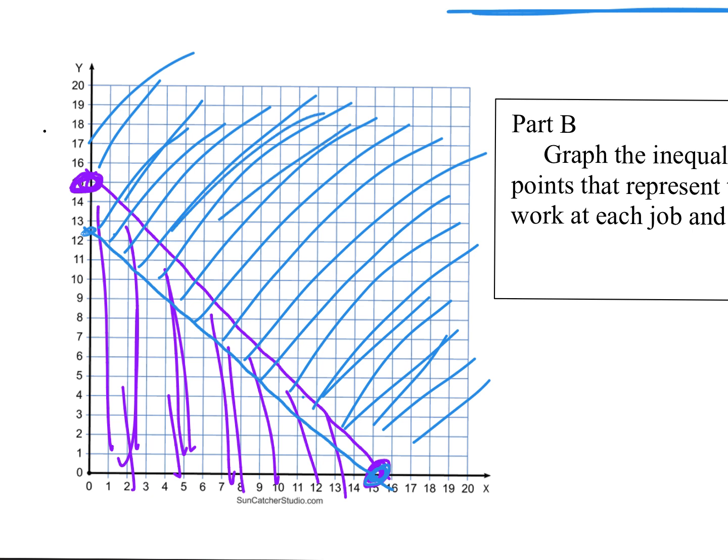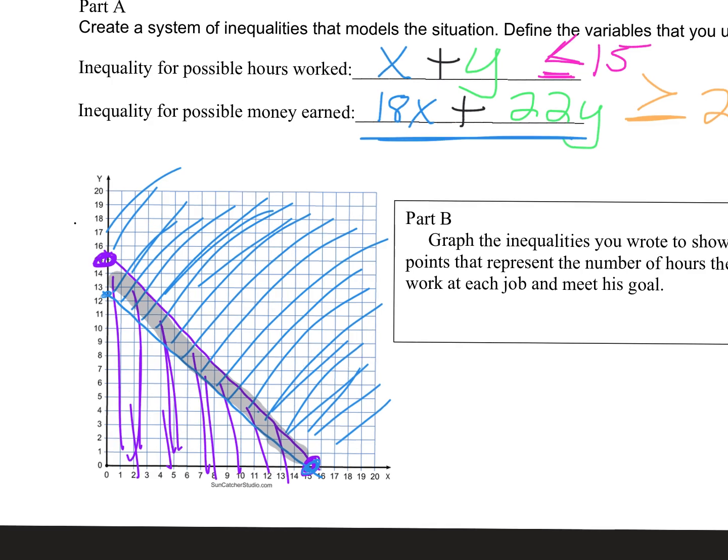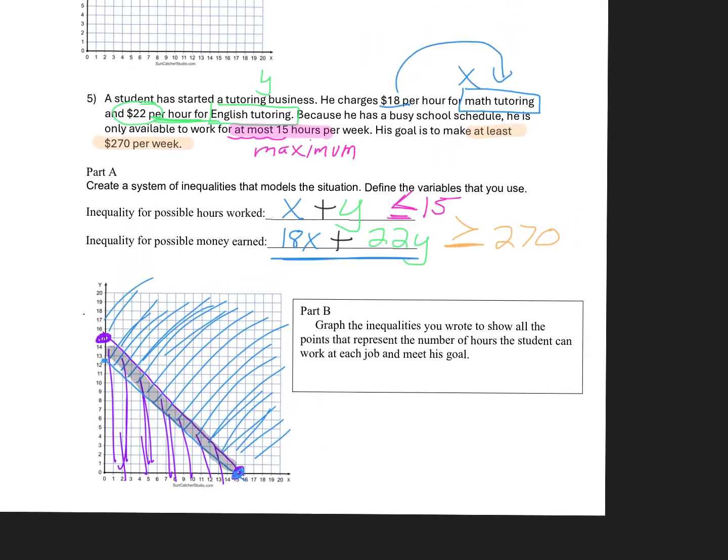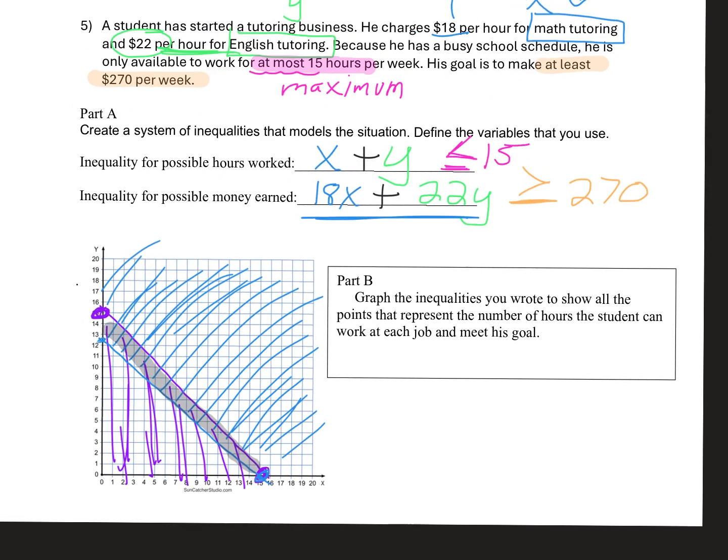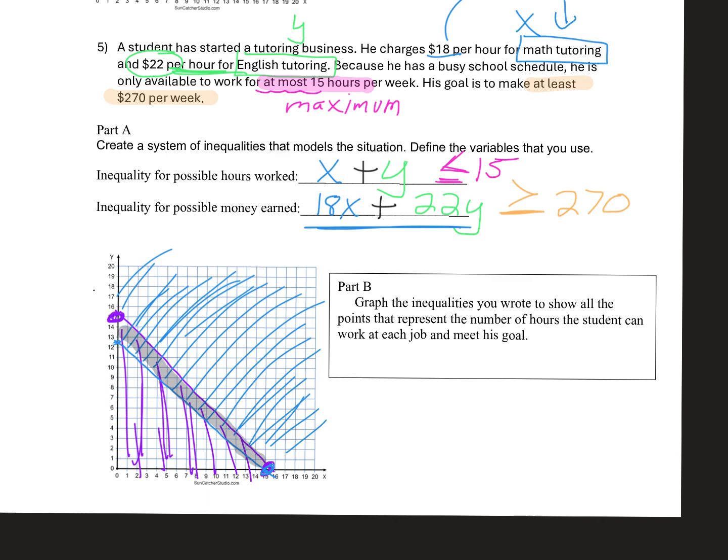So all the possible solutions to this inequality are going to be right here in this little sliver where you see the blue and the purple overlap. So that area are your solutions.